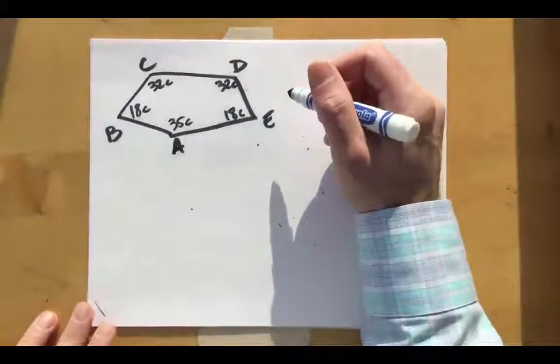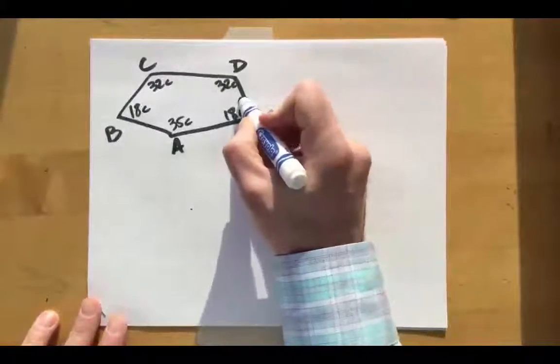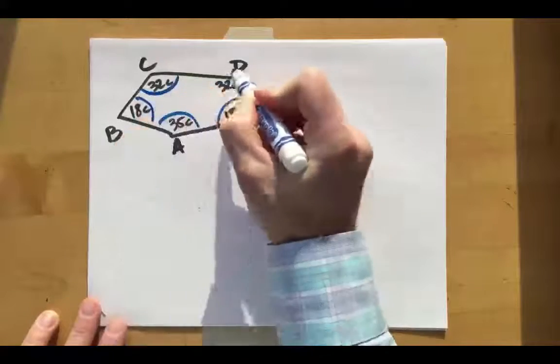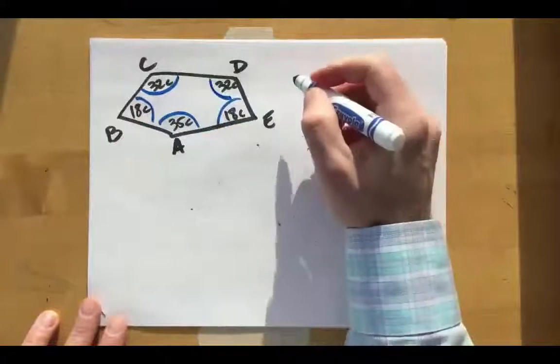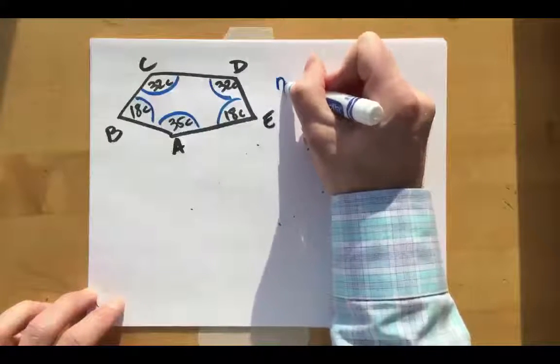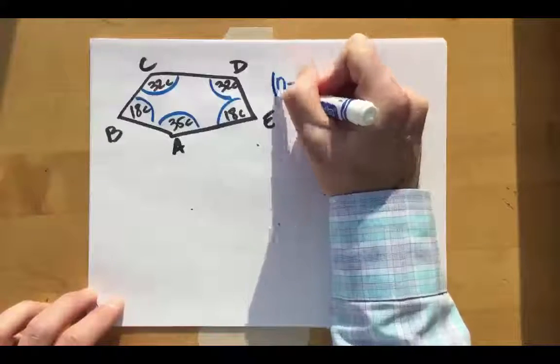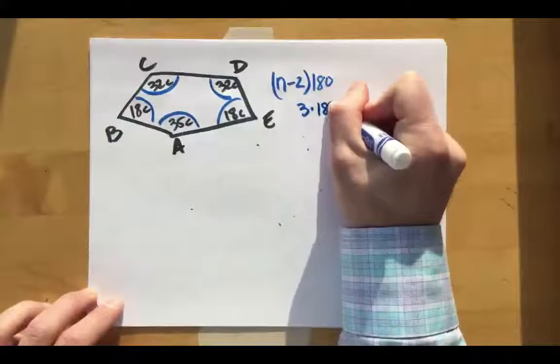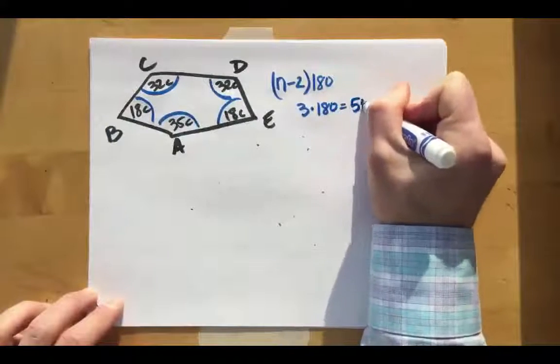In example 1, we're asked to find the measure of each interior angle of Pentagon ABCDE. So it's important to remember our formula to find the sum of the measures of the interior angles of a pentagon. We're always going to take the number of sides, subtract 2, and multiply it by 180. This will give us 3 times 180, which is equal to 540.